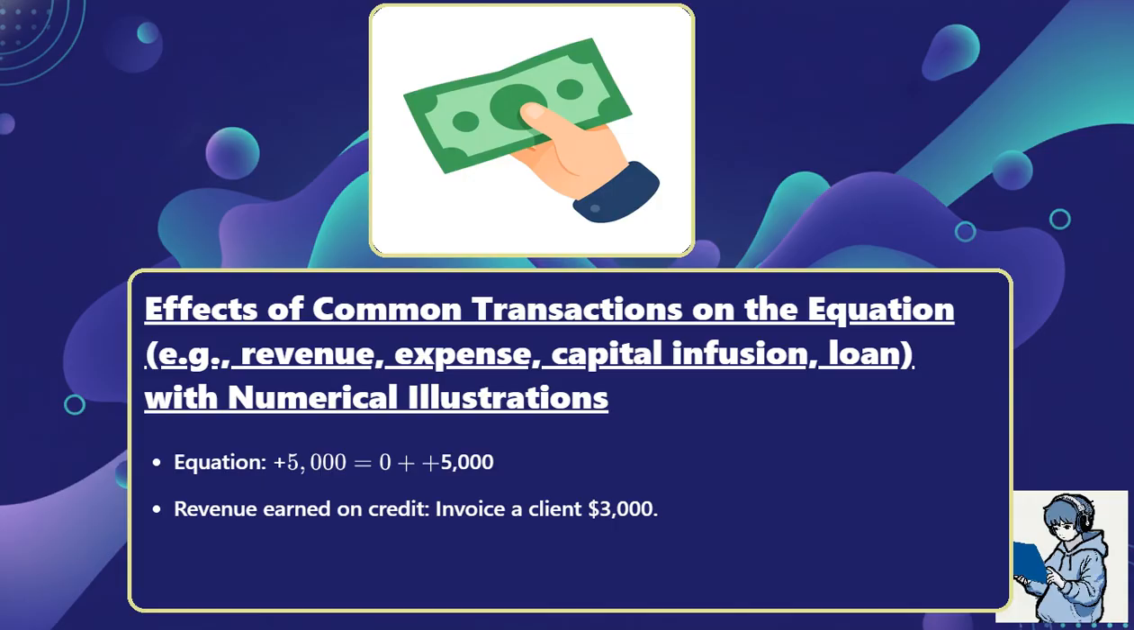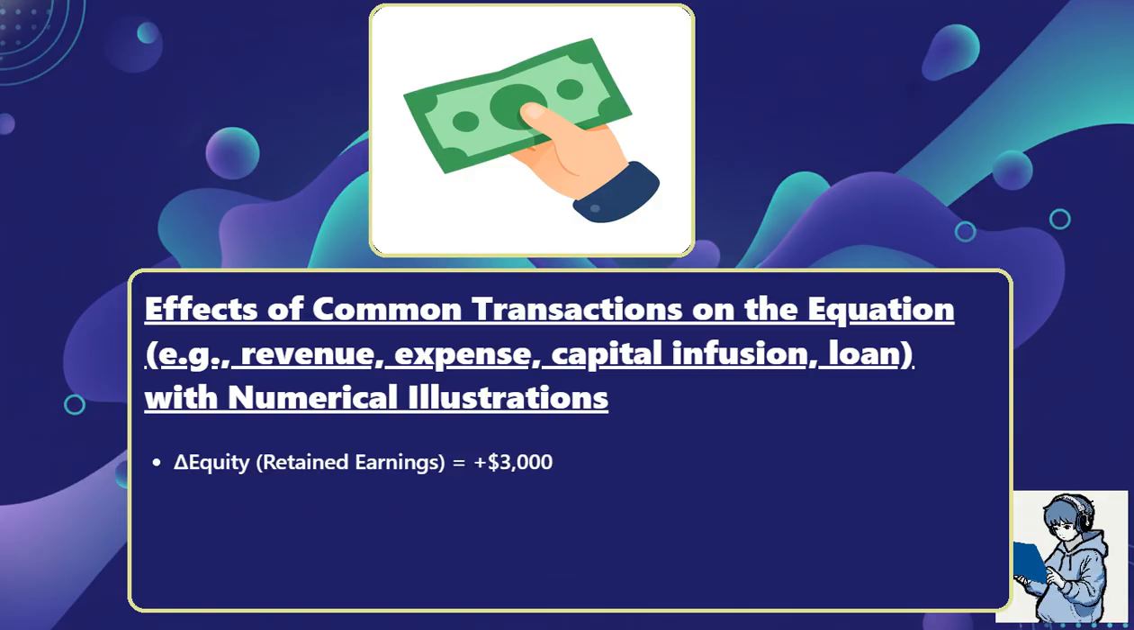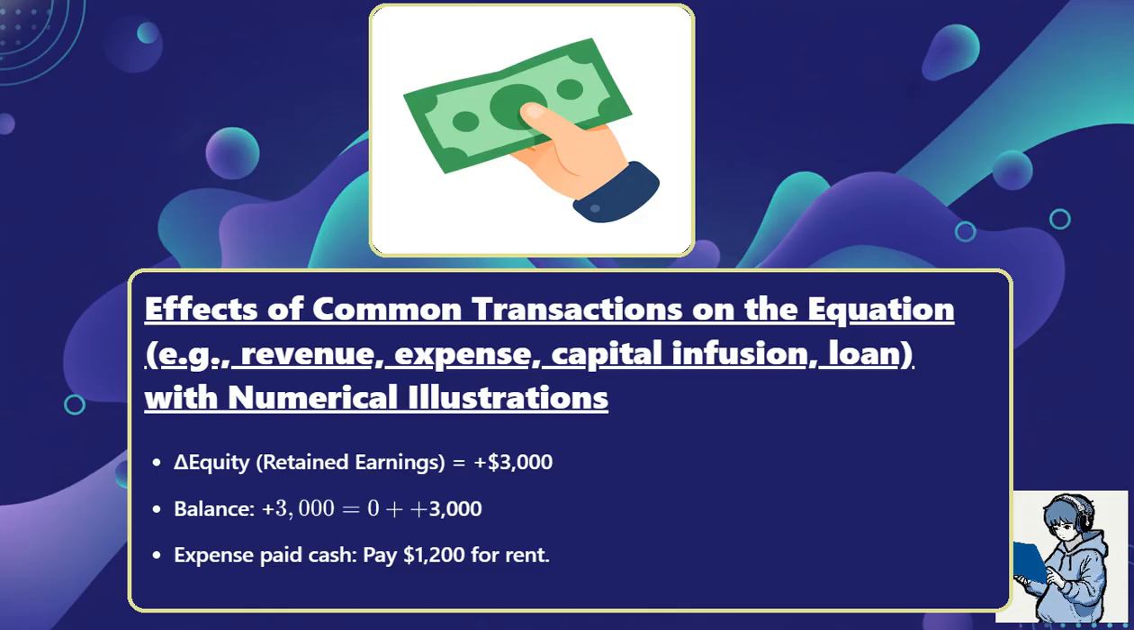Revenue earned on credit: invoice a client $3,000. Delta assets, accounts receivable, equals plus $3,000. Delta equity, retained earnings, equals plus $3,000. Balance: plus $3,000 equals 0 plus $3,000. Expense paid cash: pay $1,200 for rent.